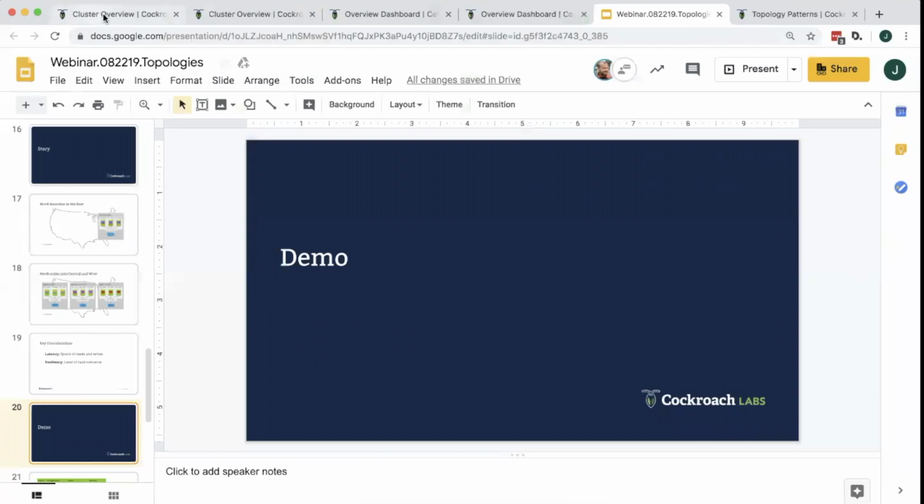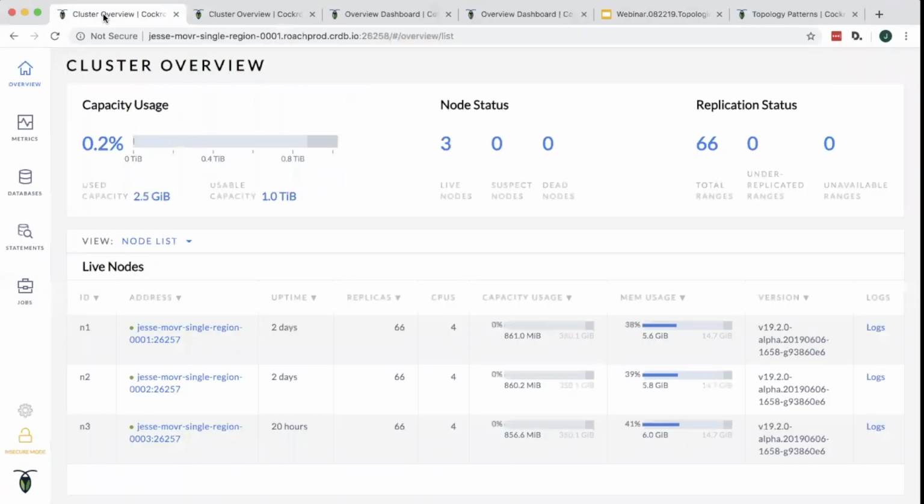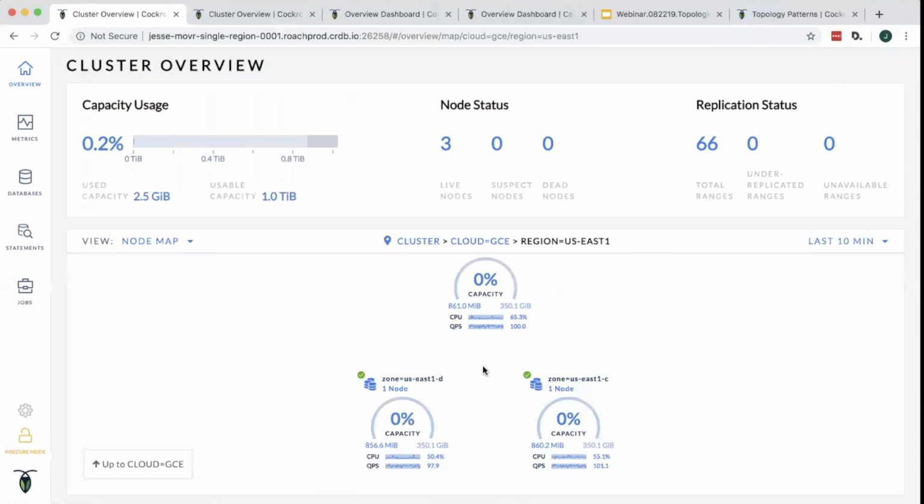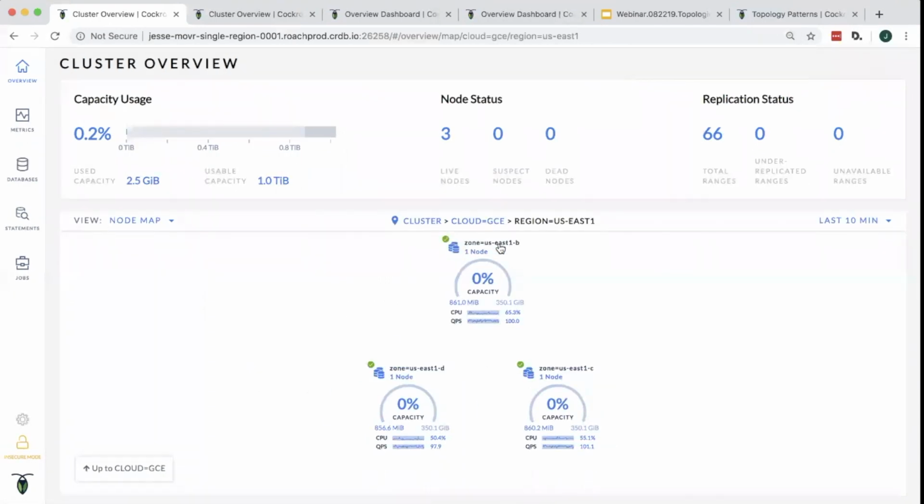Yeah, let's dive in. We're going to start with the first cluster, which is actually a very simple cluster. It's in a single region with 3 nodes. Let's look at this nice node map view here. We can see that the cluster is only deployed in the US East region of the United States. There's 3 nodes in there. If we drill in, you can see that each node within the US East region is running in a different availability zone. And this is what we call the basic production topology pattern.